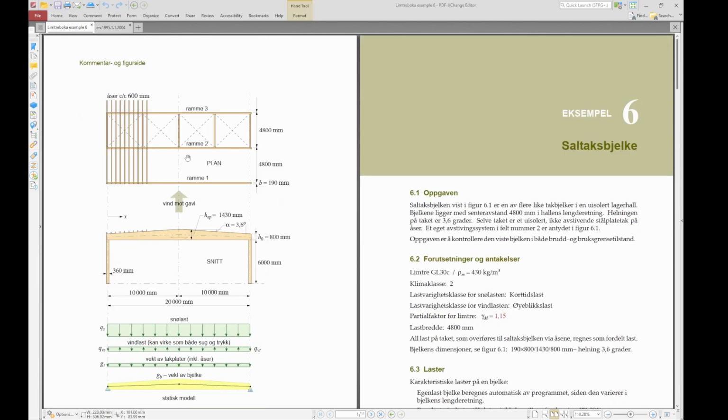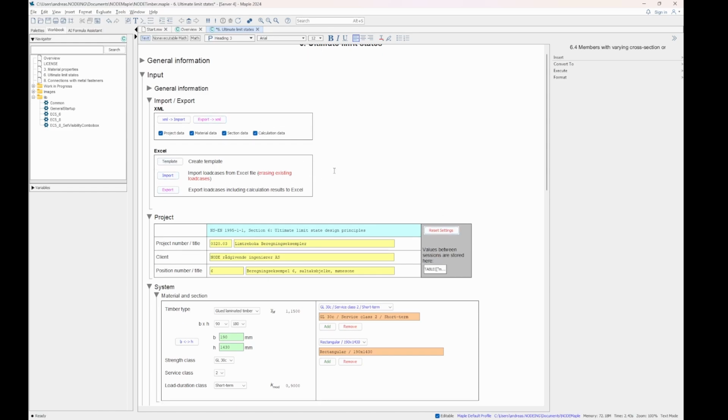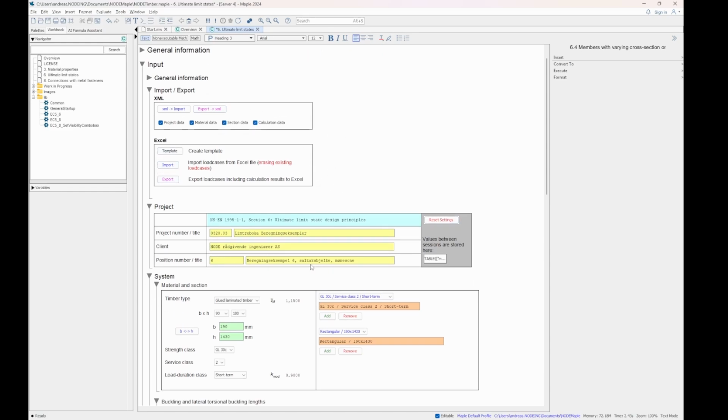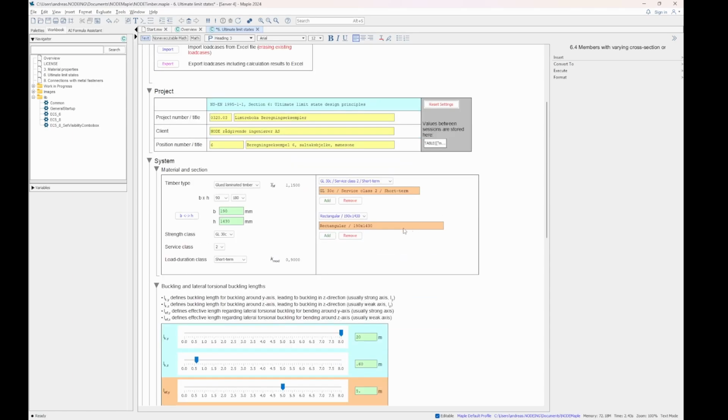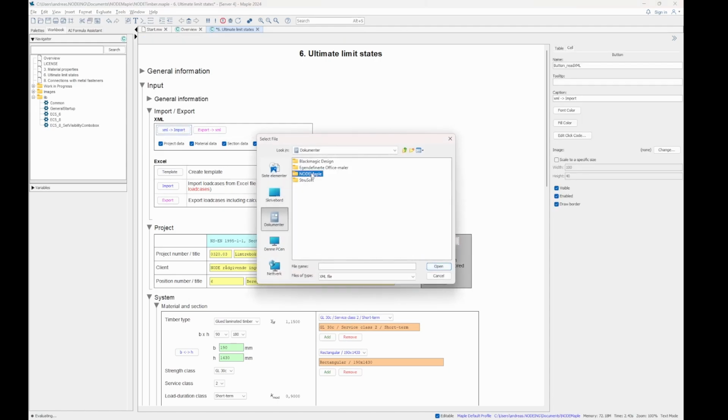So let's just switch to our calculation program, to NODEMaple. I've already opened it, so this is example 6. We call this one a Saltax breaker, or a double tapered beam. In that case, we do have 3 different files. The thing is that in example 6, we need to check 3 different sections.